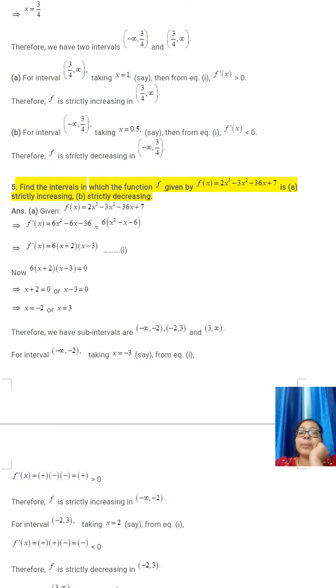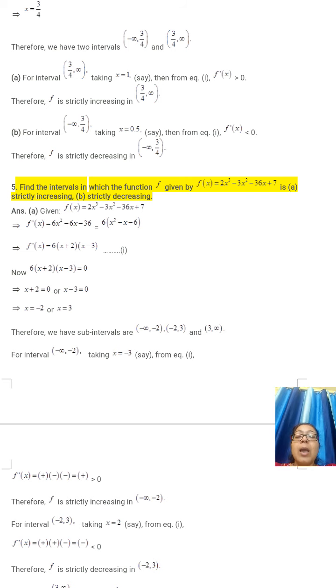Next, f(x) is given, and we have to find the intervals the same way, so we find f'(x). We are getting 6x² - 6x - 36, so taking 6 common, x² - x - 6. Just factorizing, we get 6(x + 2)(x - 3). If this is equal to 0, we get two values of x, either x = -2 or x = 3. So we will consider the intervals here the same way: minus infinity to -2, then -2 to 3, and 3 to infinity. That means 3 intervals, since we are getting two values of x.